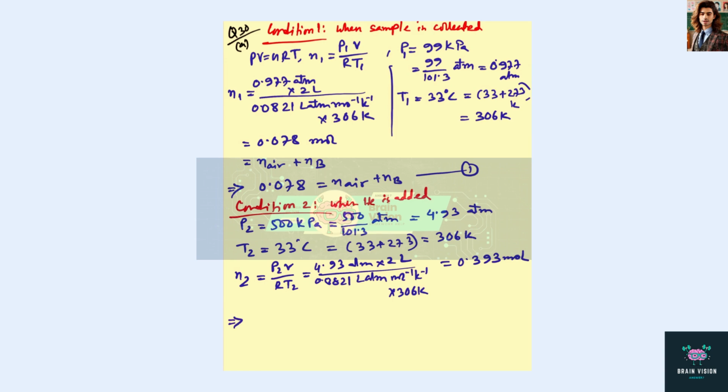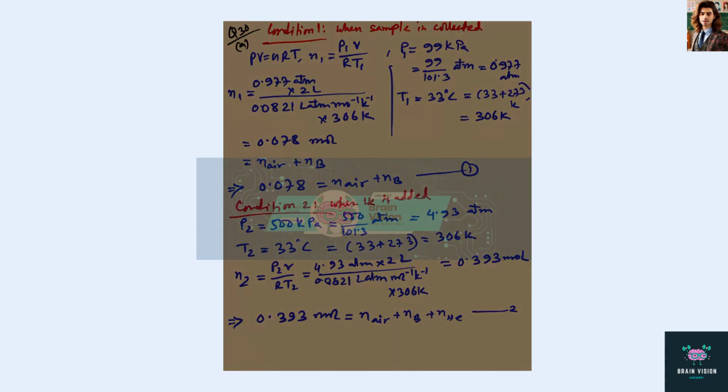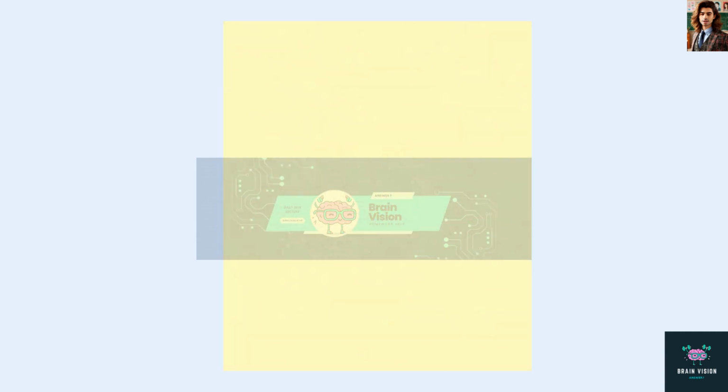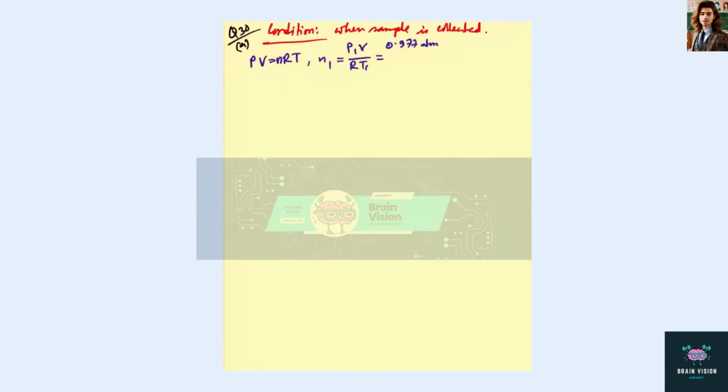Therefore, the number of moles at condition 2 is 0.393 mole, and this number is the sum of the number of moles of air, number of moles of benzene, and number of moles of helium. Now we need to go to condition 3.